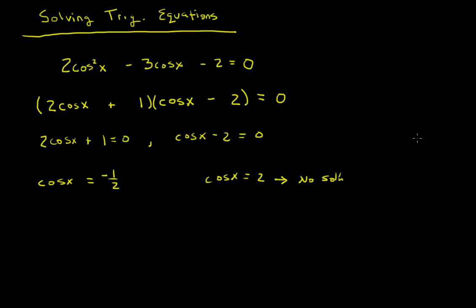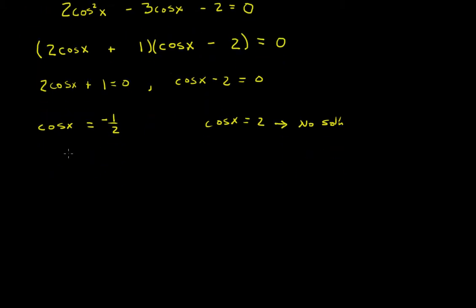And for cosine x equals negative 1/2, our reference angle, where cosine is 1/2, would be 60 degrees or pi over 3. And since our cosine is negative, that puts us in quadrants 2 and 3. So therefore x would equal 2 pi over 3 for the quadrant 2 solution, or x is 4 pi over 3 for the third quadrant angle. And to get all solutions, we would want to add 2 pi times n, where n is an integer.